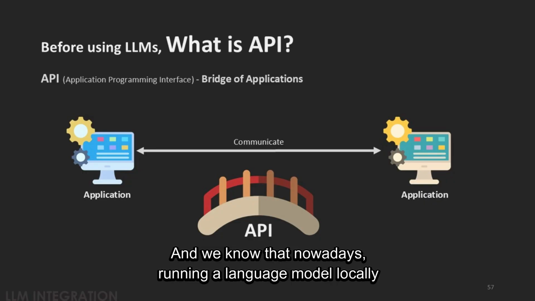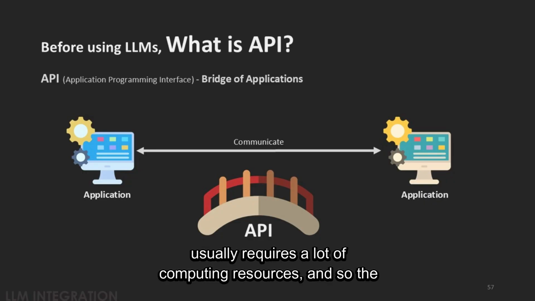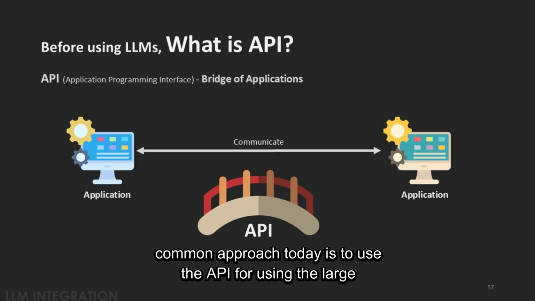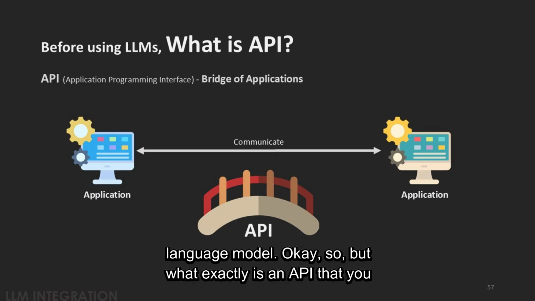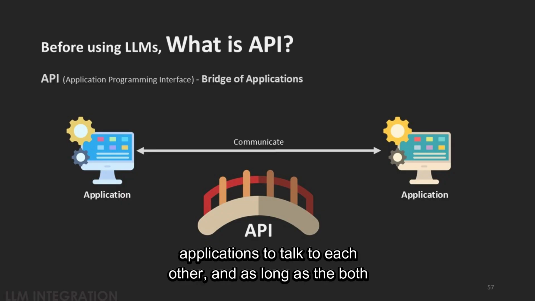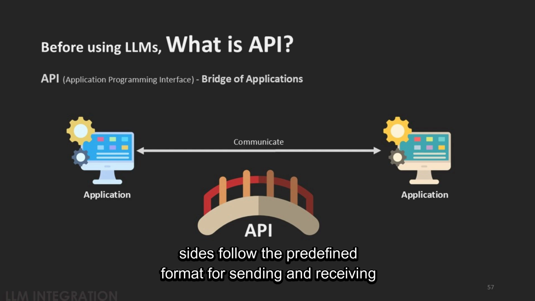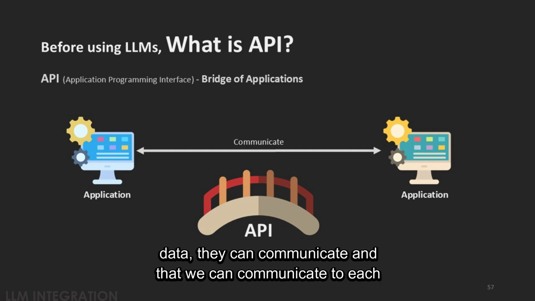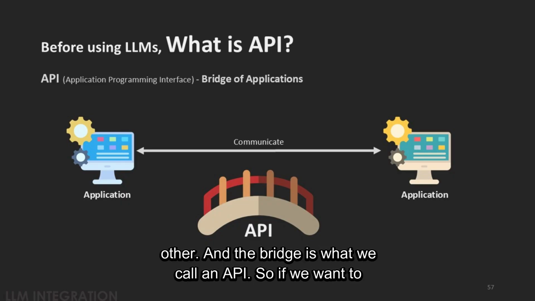We know that nowadays running a language model locally usually requires a lot of computing resources, so the common approach today is to use an API for using the large language model. But what exactly is an API? You can think of an API as a bridge that allows different applications to talk to each other. As long as both sides follow the predefined format for sending and receiving data, they can communicate with each other, and that bridge is what we call an API.